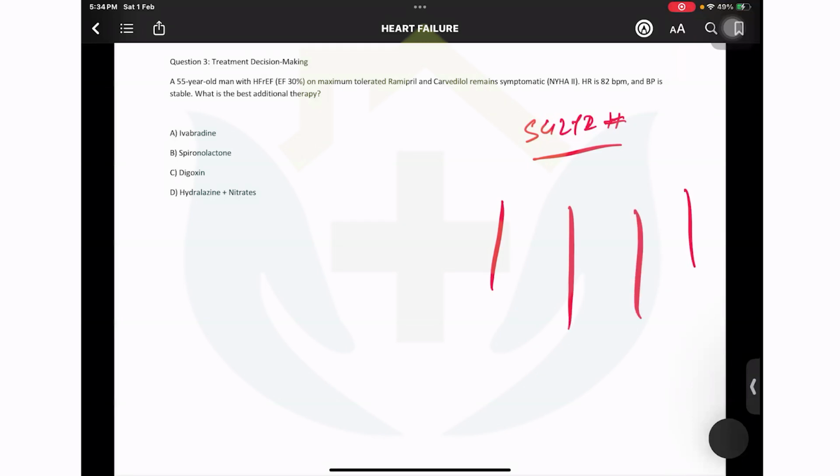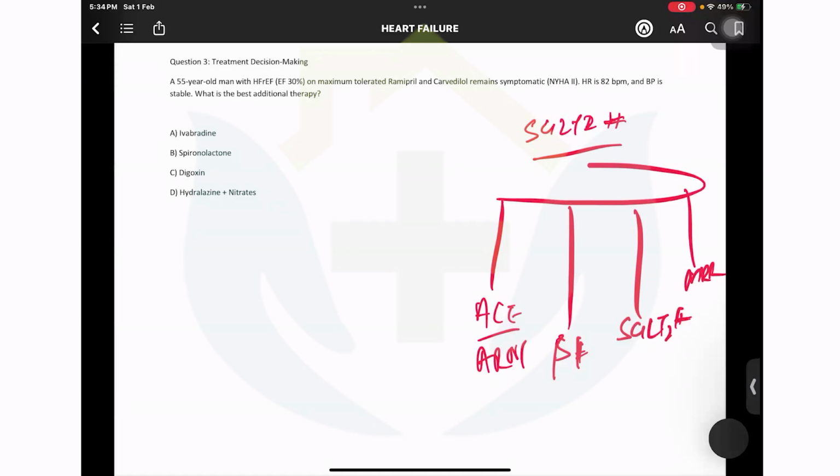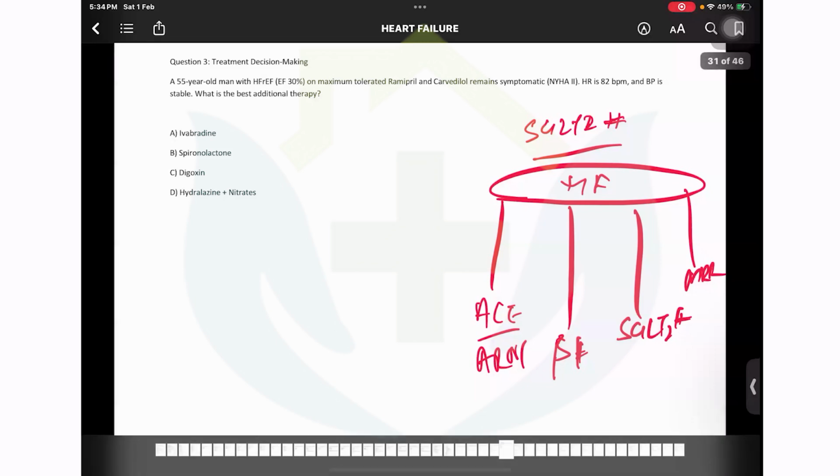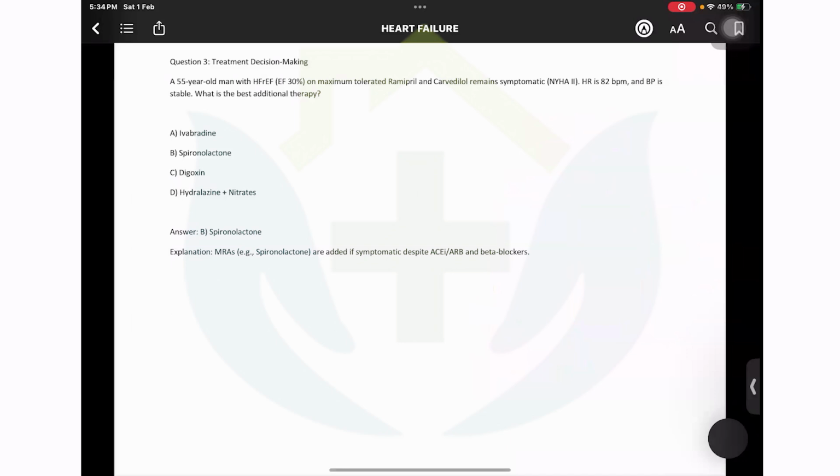So what are the 4 pillars? As I told you, ACE inhibitors or ARNI or whatever. Second is a beta blocker. Third is SGLT2. And last is MRA. These are the 4 pillars of heart failure management. So what is the next best drug to be added? Spironolactone. So the answer is spironolactone.